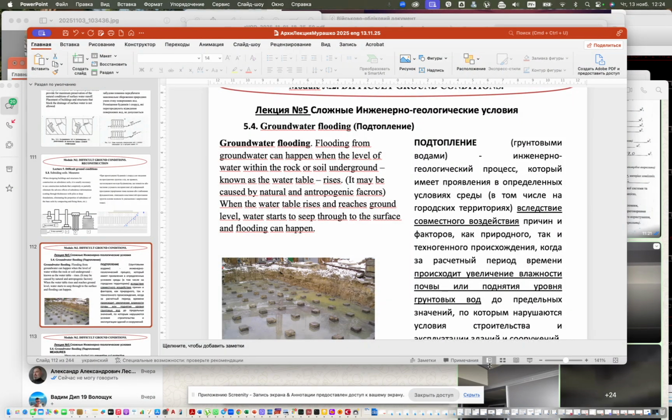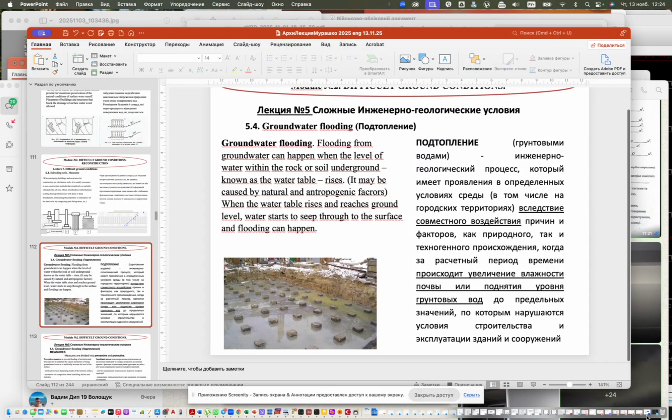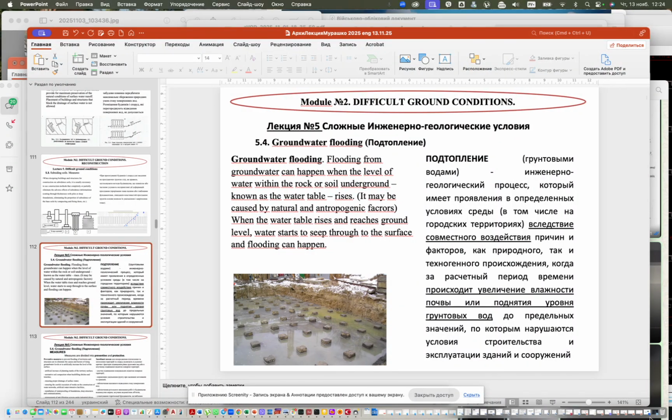No, that's not only in Ukraine. These solutions are being used worldwide. So it was the second difficult ground condition which I wanted to tell you about.